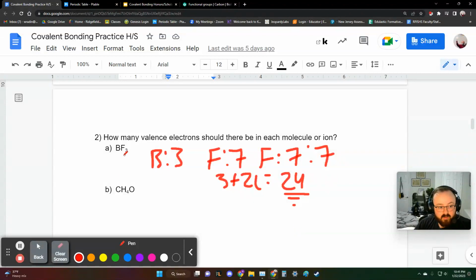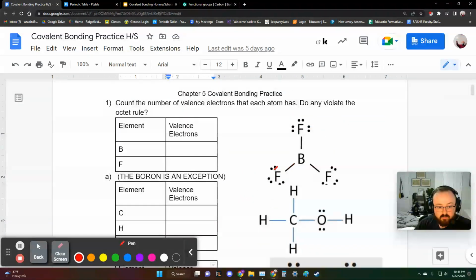And just as a reminder here, what this 3 means is that there are 3 atoms of fluorine. 1, 2, 3. So here is our chemical formula: 1 atom of boron, 3 atoms of fluorine.